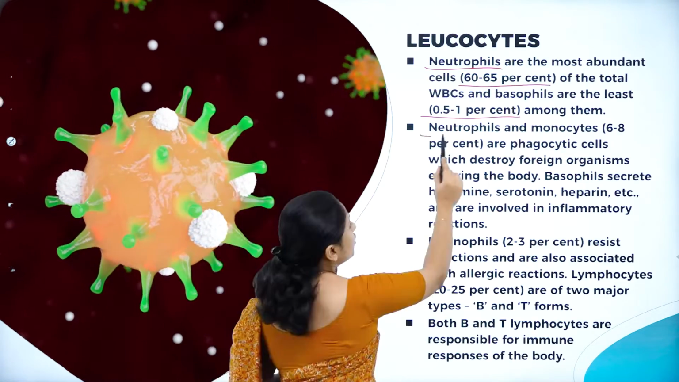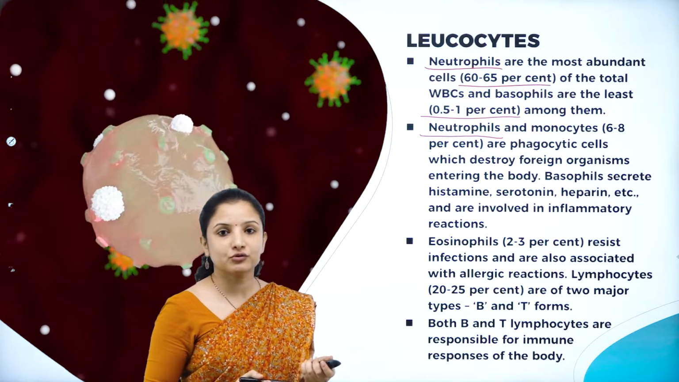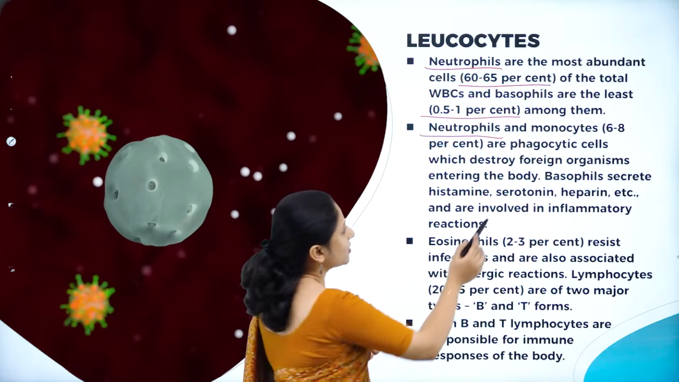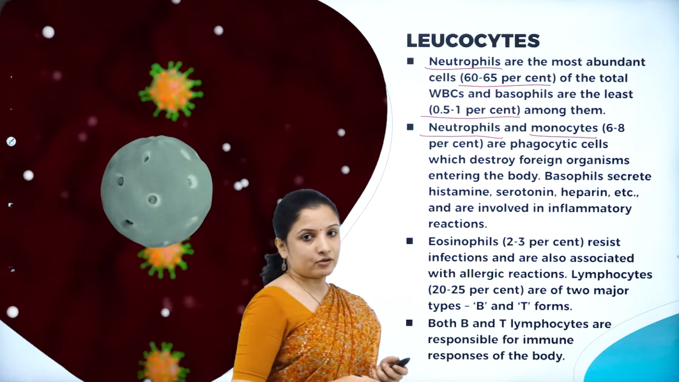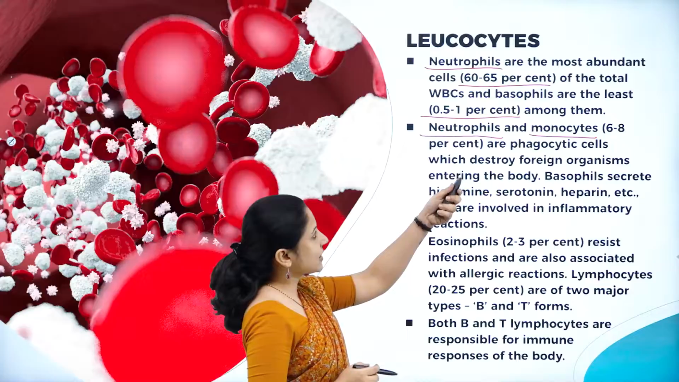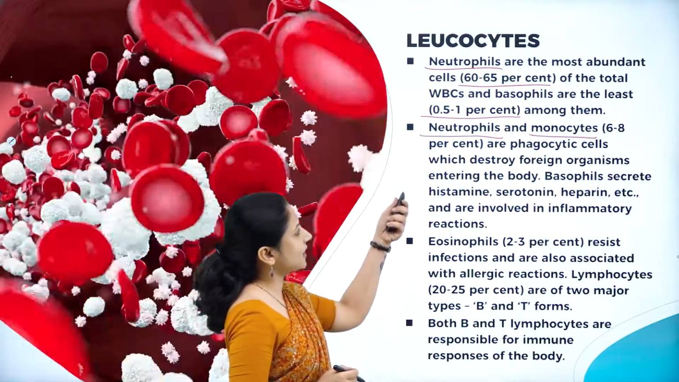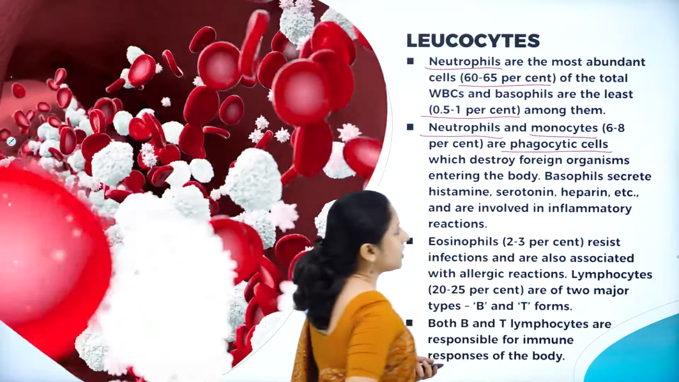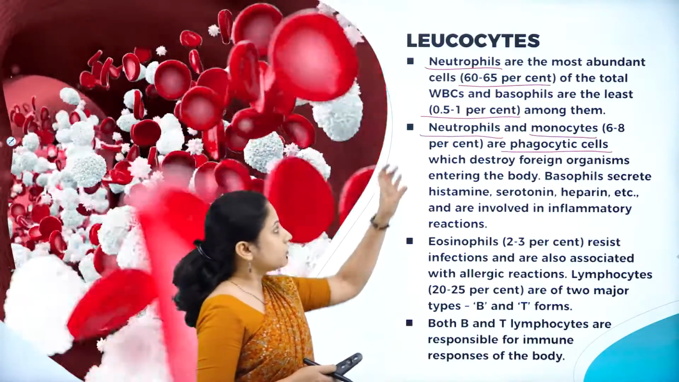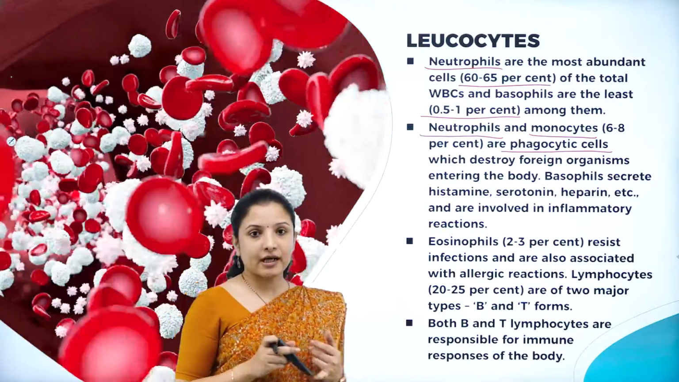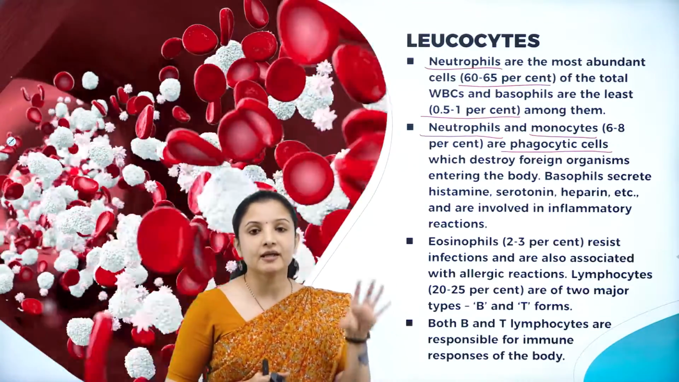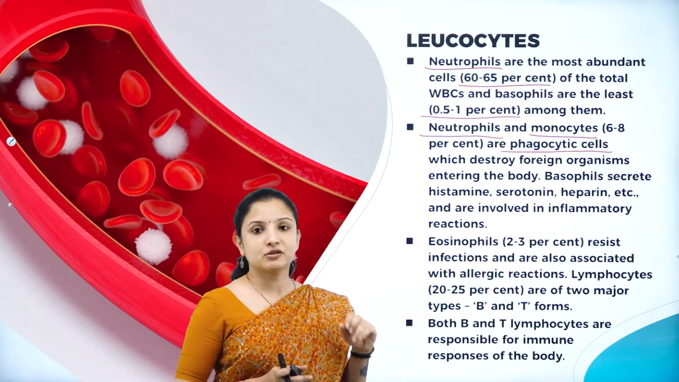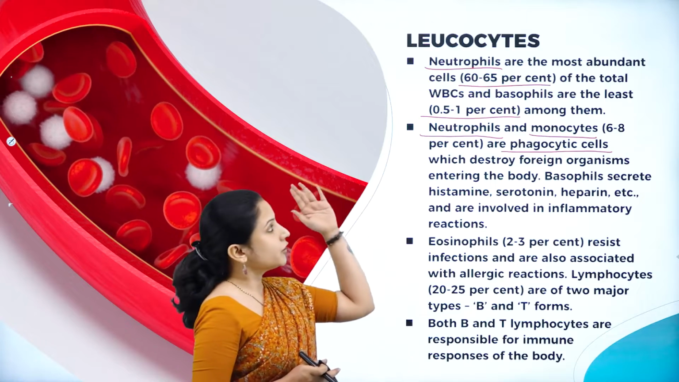Talking about neutrophils and monocytes. What are these neutrophils? They are the components of the granulocytes. Monocytes are the components of the agranulocytes. Talking about neutrophils and monocytes, 6 to 8% of them are phagocytic cells. What do we mean by phagocytic cells? We know that neutrophils are the most abundant granulocytes present in the WBC, that is, 60 to 65% of the WBC is made up of the neutrophils.